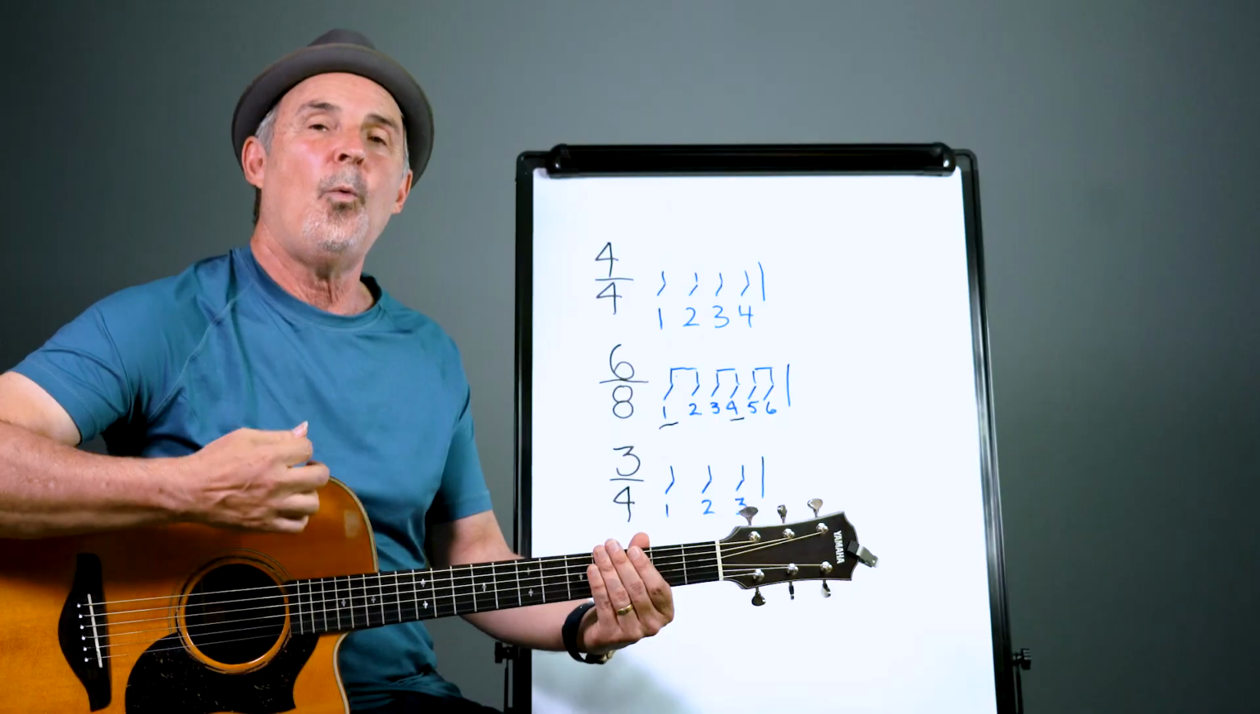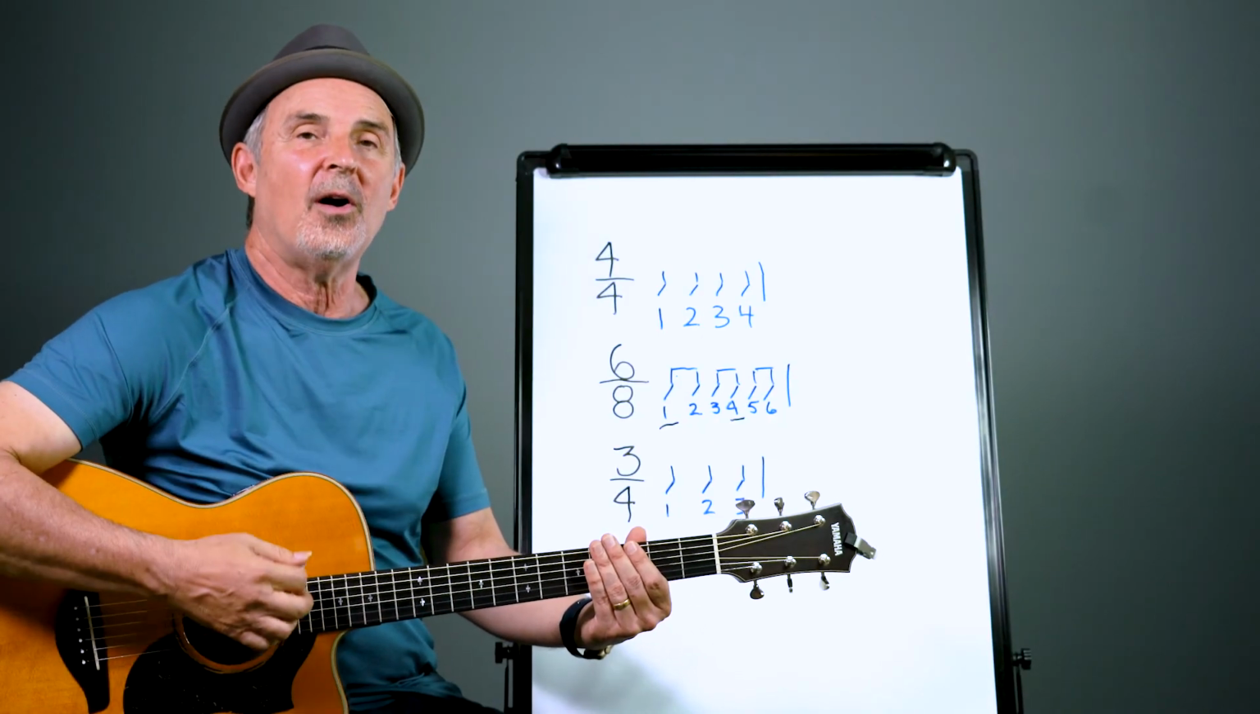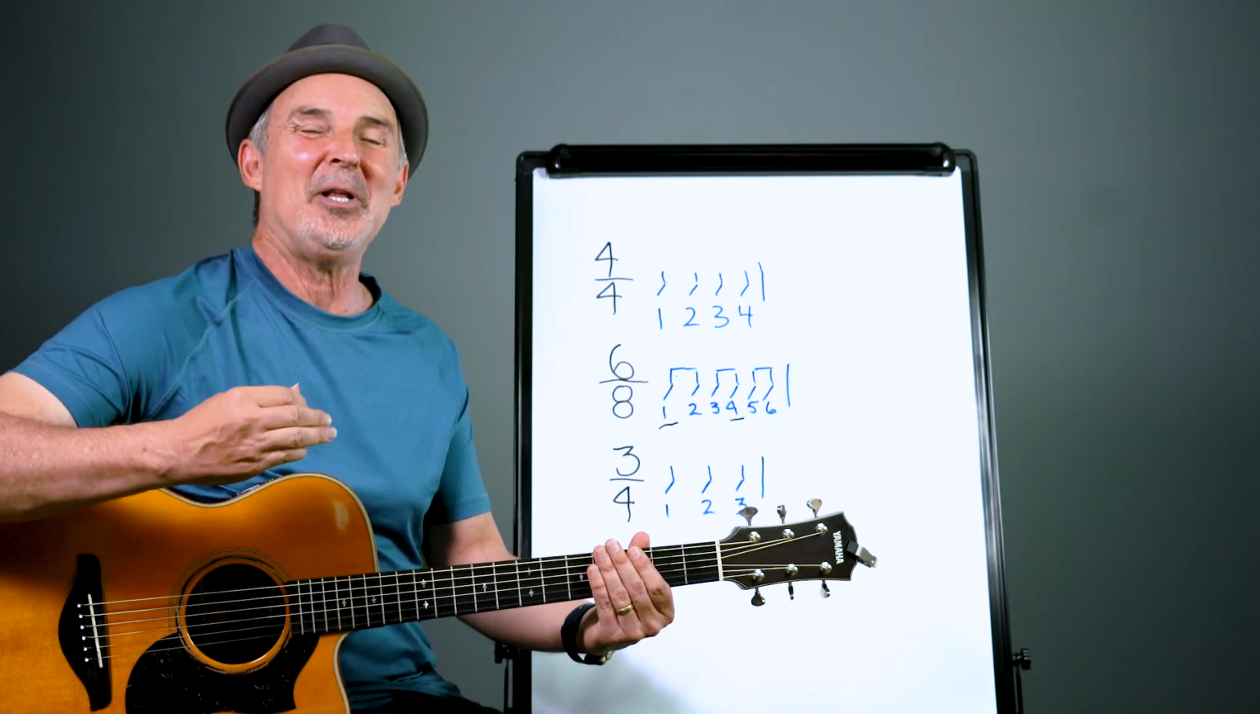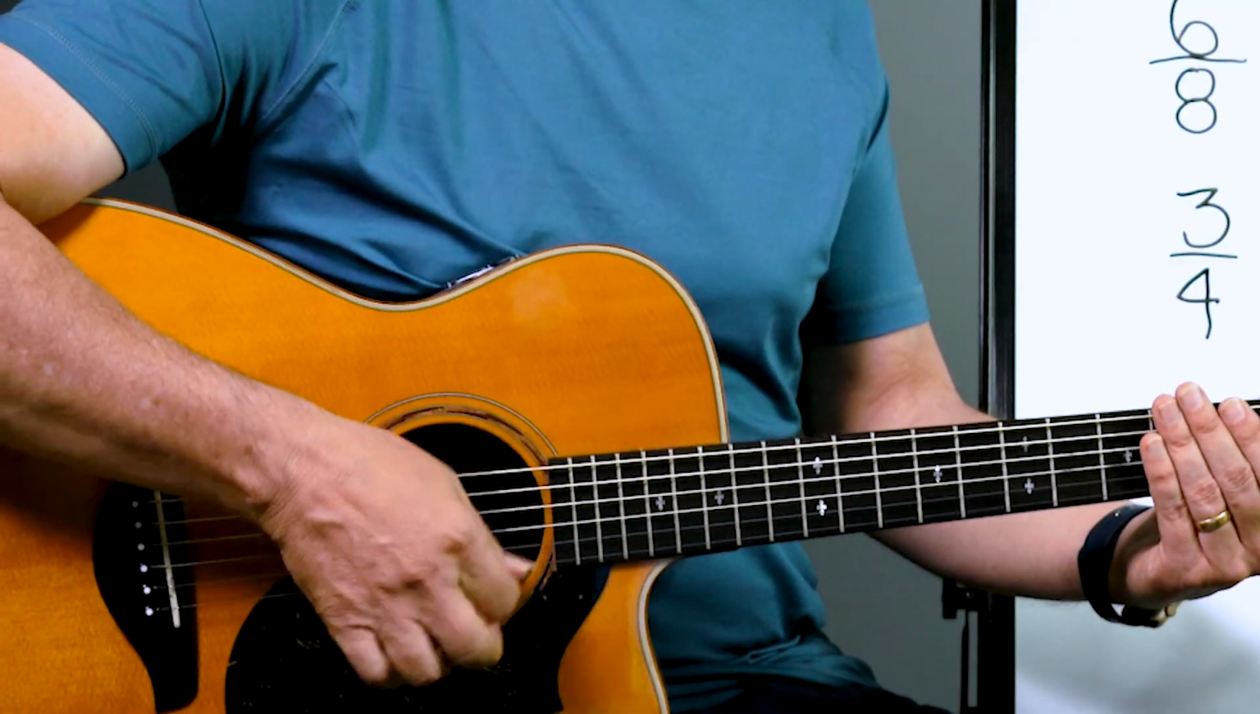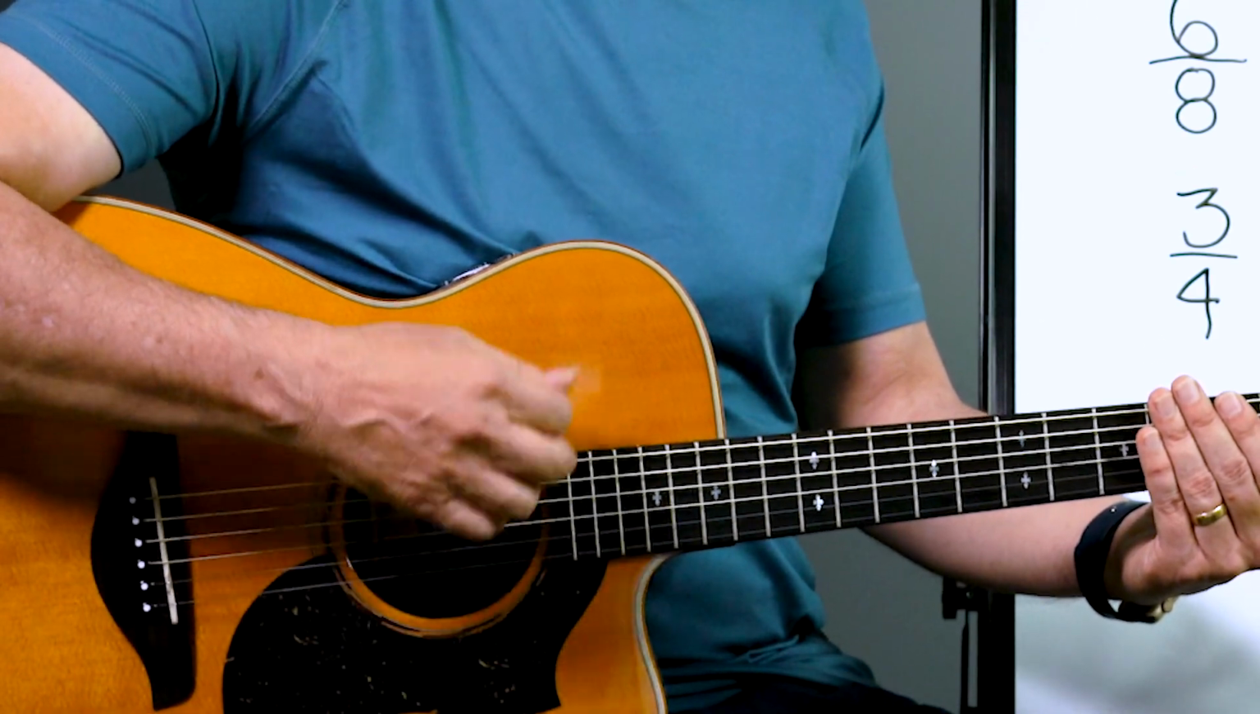In essence, it makes the 6/8 sound kind of like 2 beats, with each beat being 3 subdivisions. So like this. 1, 2, 3, 4, 5, 6. I'm trying to show you, I put a little extra emphasis on the 1 and the 4. Now with my strumming, I do it like this. A little extra volume on the 1 and the 4. 1.